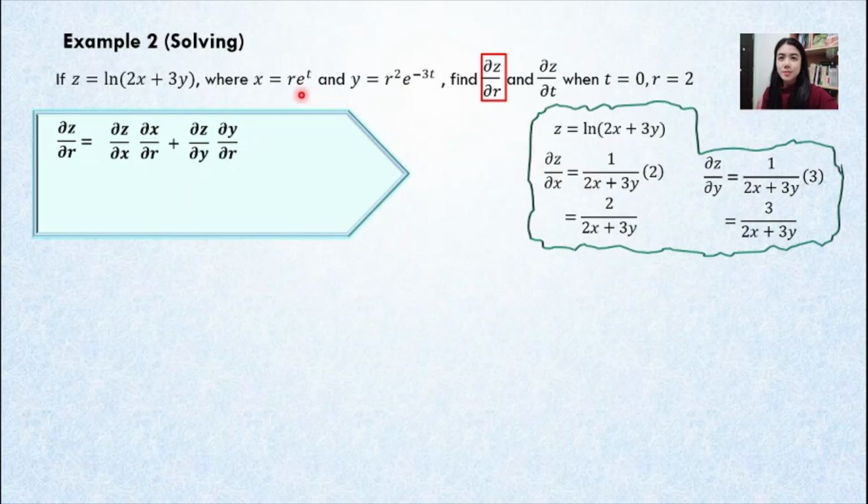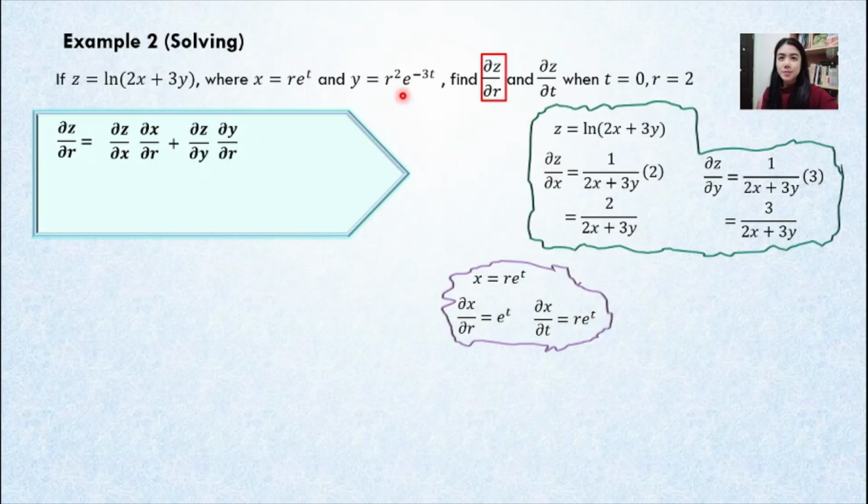Then we go for the next equation, that is equation x. For this equation x, let's find the first order partial derivatives. Let's go for ∂x/∂r. That means you focus on r, and t is constant. Differentiating r gives 1 multiplied with the constant, that is e to the power t. For ∂x/∂t, we focus on t, and r is constant. Differentiating e^t gives you e^t, multiplied with the constant r, so you have r e^t.